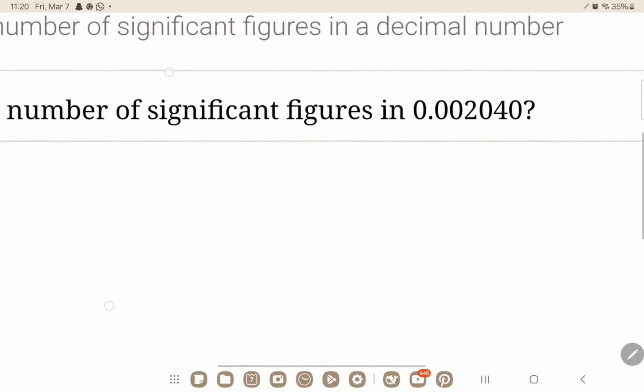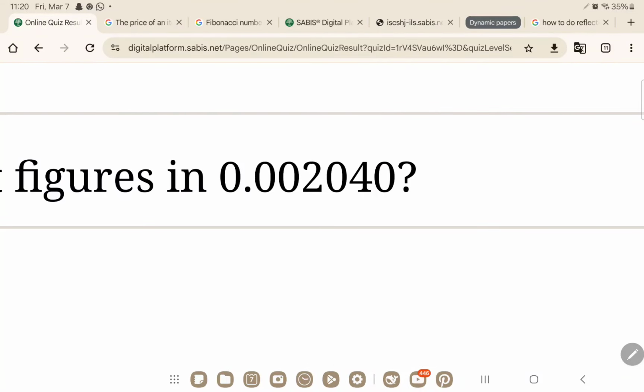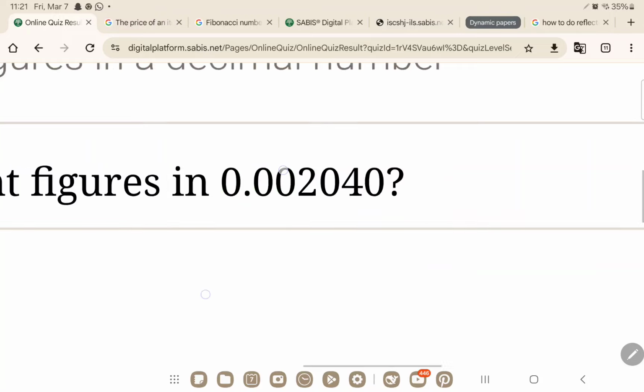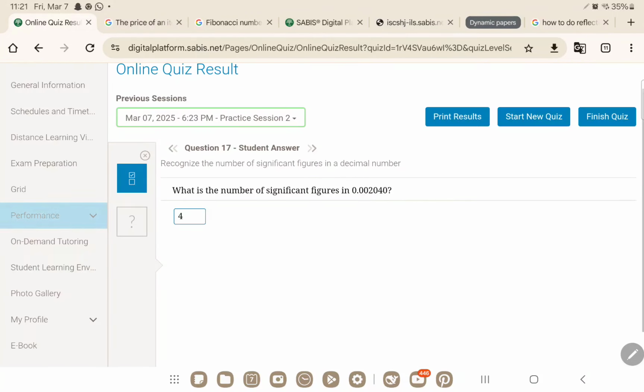Now, what's the number of significant figures in decimal points? This is how you do it. Any 0 before an actual number in the decimal point is insignificant. So any 0 before a number is insignificant. But any 0 after any number in a decimal point is significant. So your significant figures would be 1, 2, 3, 4. Moving on.